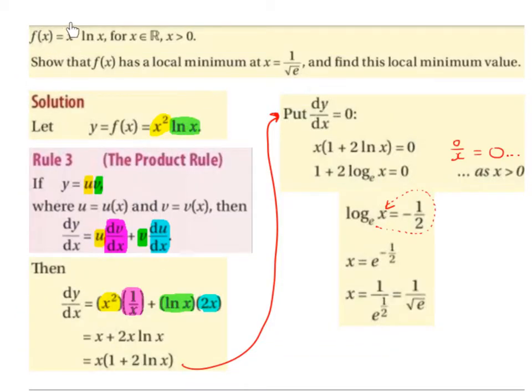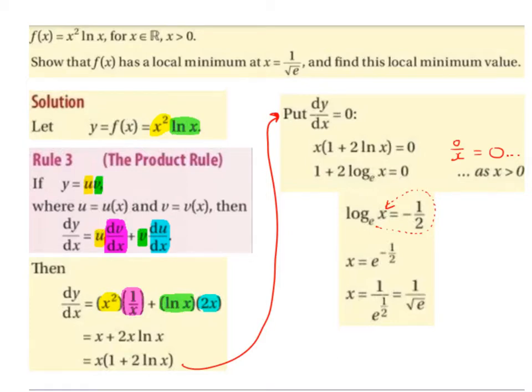f of x equals x squared natural log x, for x elements of the real numbers where x is greater than 0. Show that f of x has a local minimum at x equals 1 over root e and find this local minimum value. So let y equal f of x equal x squared ln x. Since these two are stuck together, which means multiply, we're going to use the product rule to differentiate. So the x squared is the u and the natural log x is the v.